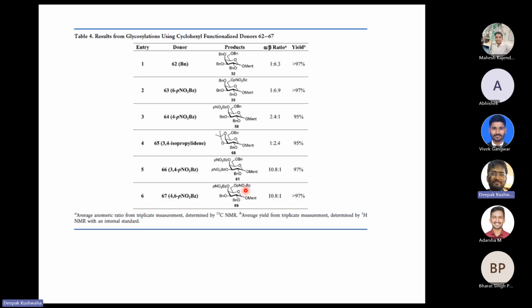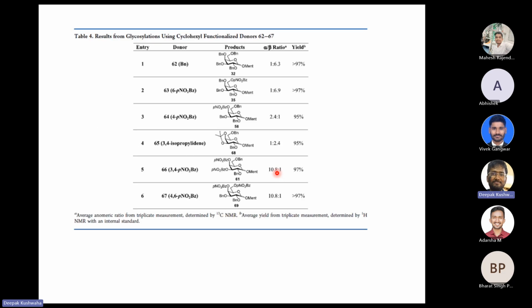So they have found that keeping the C4 protected, and with either a C6 or a C3 para-nitrobenzoate protecting group, in both cases the selectivity is almost the same. So the maximum role is coming from the C4 position. Whenever the most electron deficient benzoate protecting group is at the C4 position, that is giving the maximum alpha to beta selectivity ratio.